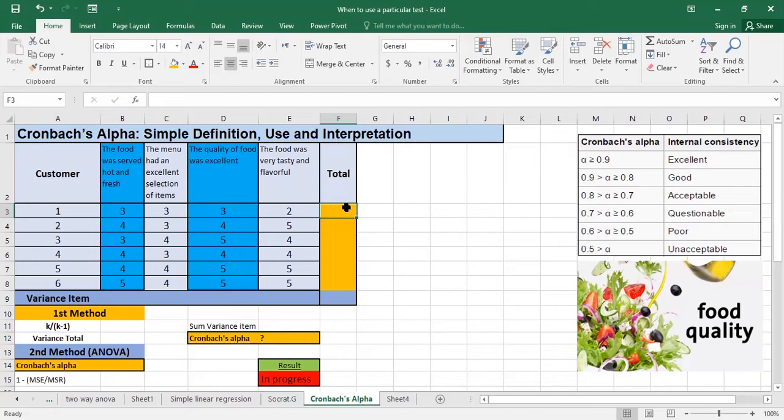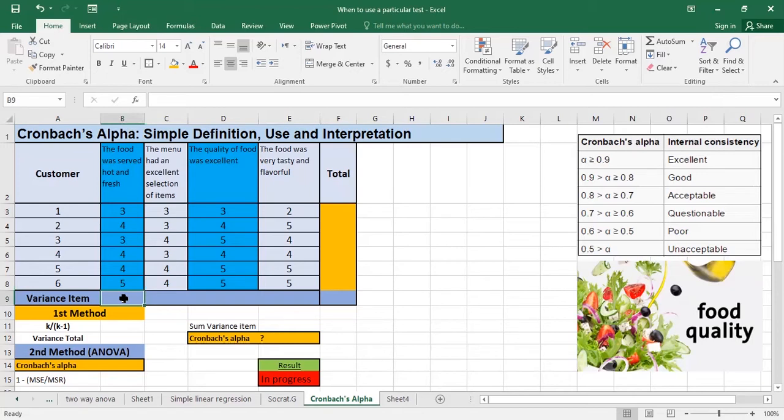interest. In our example, we have several questions that measure food quality, such as the food was served hot and fresh, and the menu had an excellent selection of items, and we have different customers, here 6 customers. And it was a scale from 1 to 5. So it was a Likert scale. So we have 2 methods to calculate Cronbach's alpha. We will start with the first method.